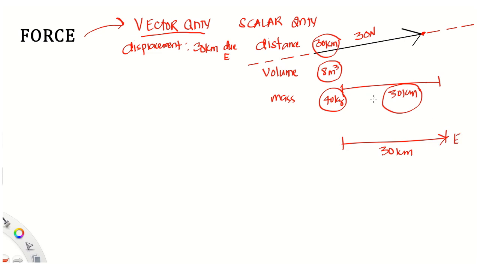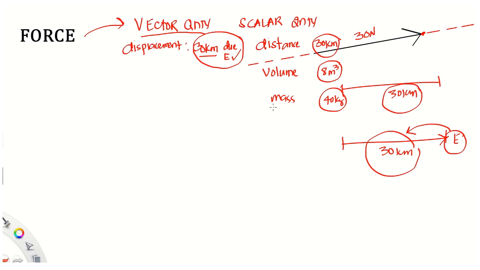In the first example, I just said 30 kilometers. We don't know which direction. But for the second example, I walked 30 kilometers and there is a specific direction. It was east. When I add a direction, due east, to a scalar quantity, the combination of these two is a vector quantity. So the combination of direction and a scalar quantity is called a vector quantity. This is the difference between the two.